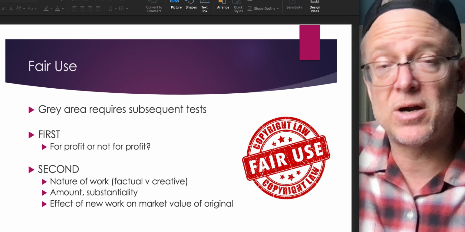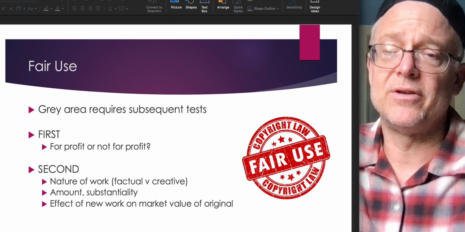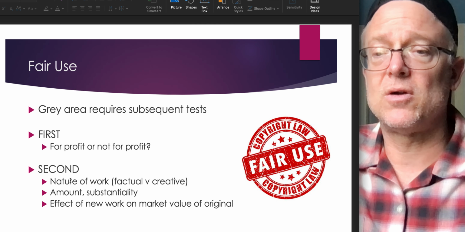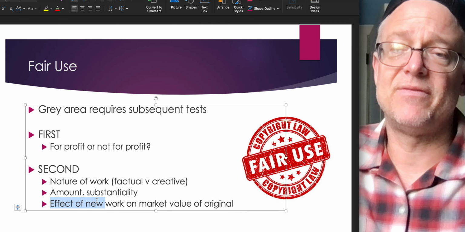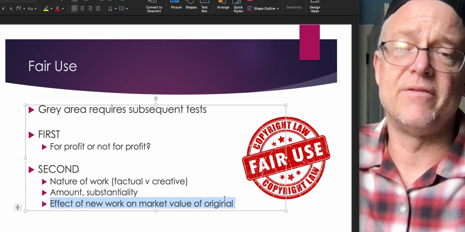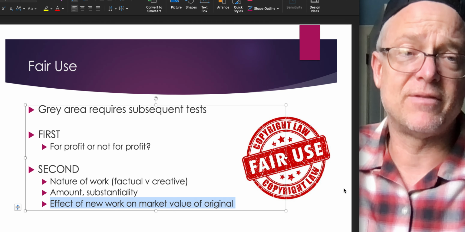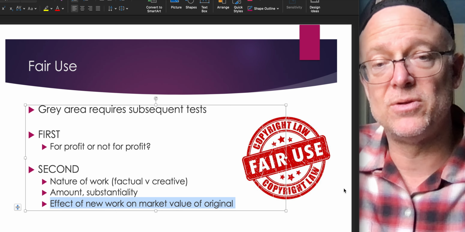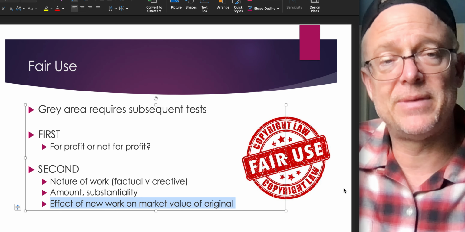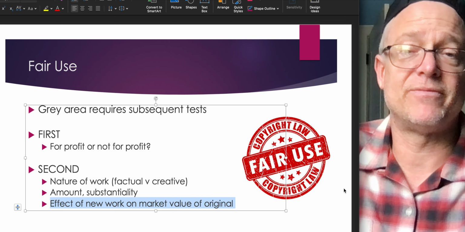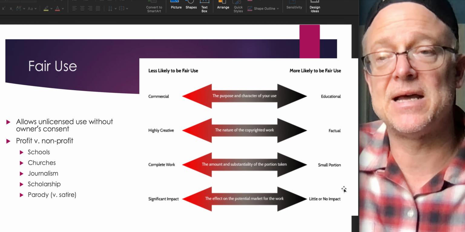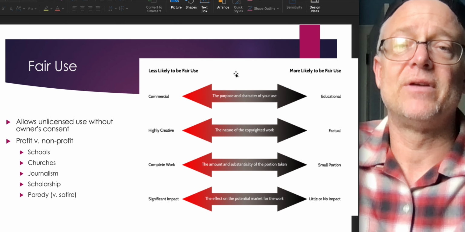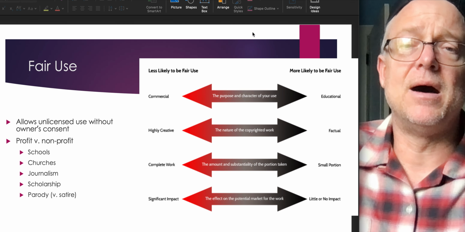How much did you borrow? Was it substantial? Under the second point here, these are all questions. What was the effect of the new work on the value of the original? If it brought the value of the original down because people got what they wanted through this new use, that would be considered an unfair situation for the original copyright holder, and so it's not a fair use situation. So I made this little chart here to sum all of that up.